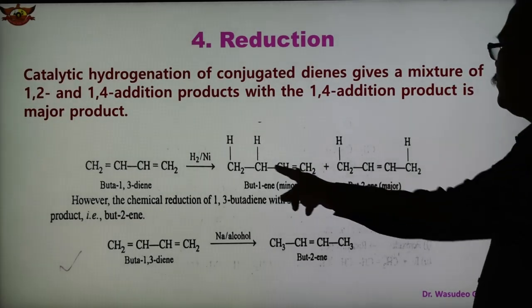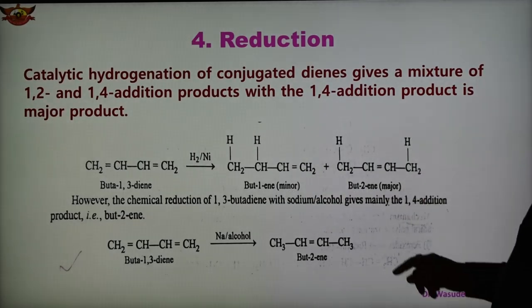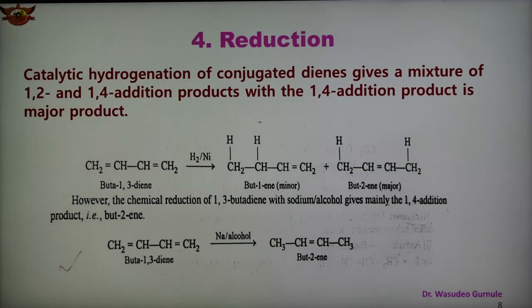And this double bond shifted here because the addition is taking place here. So these are the two products. The 1,4 addition product is the major product, the 1,2 addition product is a minor product. So two types of addition take place, and we get a mixture of 1,2 and 1,4 addition products. So when 1,3-butadiene reacts with hydrogen in the presence of a catalyst like nickel, addition takes place and we get a mixture of 1,2 addition and 1,4 addition.